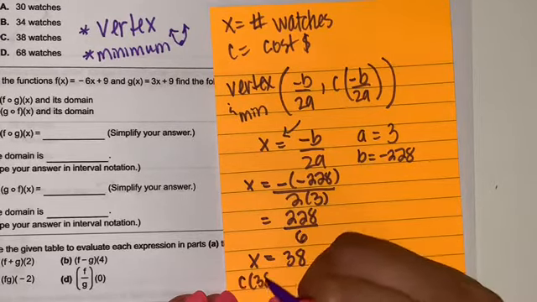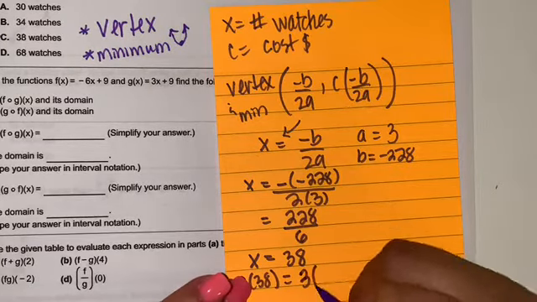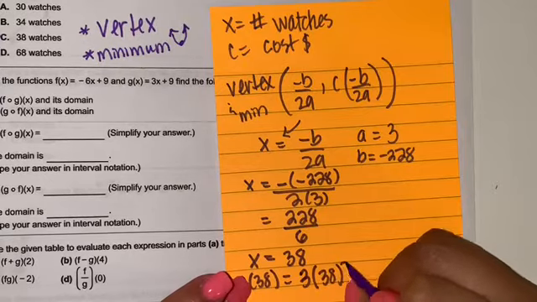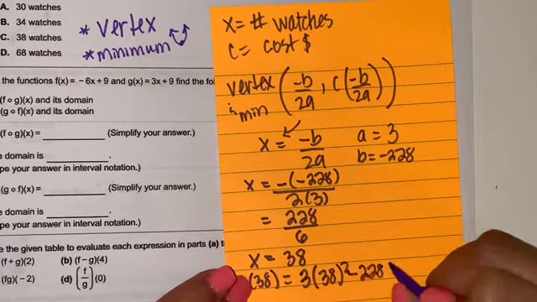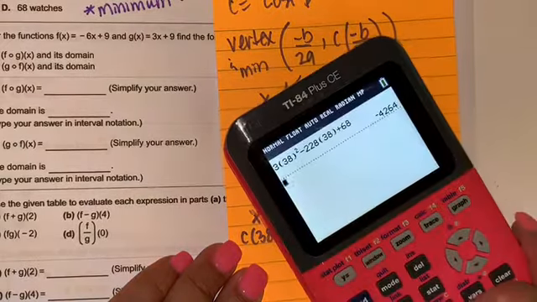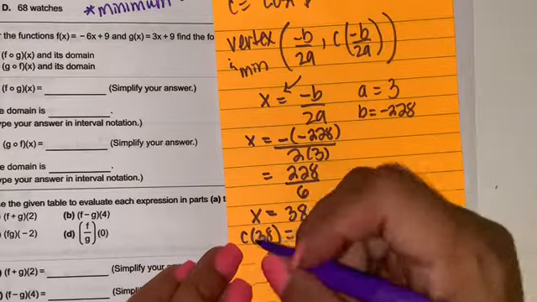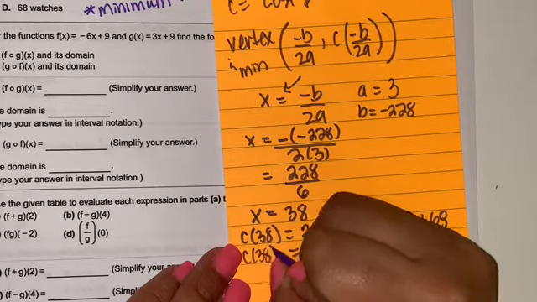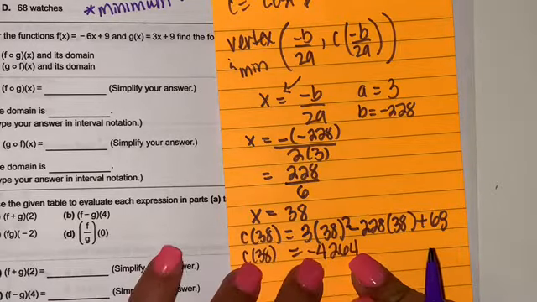So we're going to say c of 38 equals 3 times 38 squared minus 228 times 38 plus 68. So then when we put this in the calculator, you're going to get negative 4,264. And that's going to be the lowest cost.